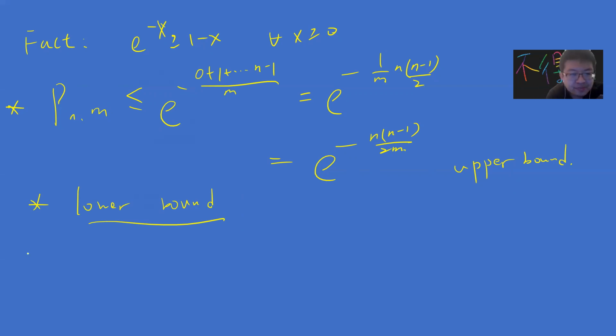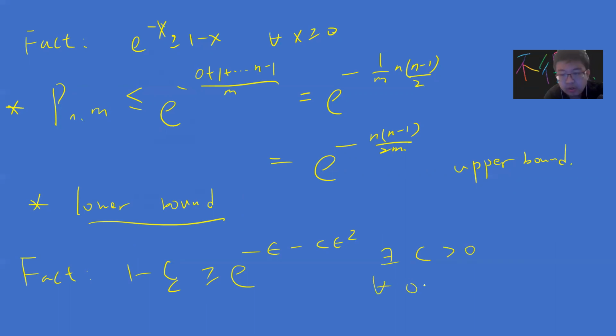Okay, so another fact that we need to use is that 1 minus epsilon is greater than or equal to exponential of minus epsilon minus c epsilon squared, where c is greater than 0, and for all 0 less than epsilon less than 1. So this is some result that one can use. And I mean, you can easily prove this, right?